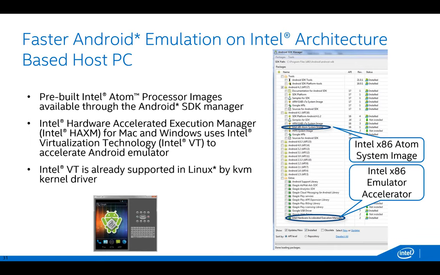To start with, I'm going to talk about what we call HAXM, or Hardware Accelerated Execution Manager, which is the way to speed up the Android emulator. If you've worked with the Android emulator in the past, it's really slow. But with an x86 image and with HAXM installed, this is really fast. It's actually just like having a phone on here.